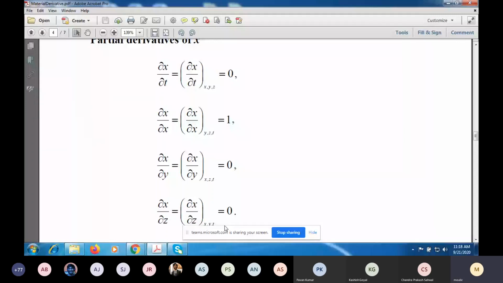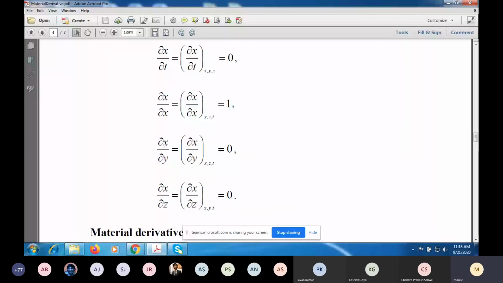So it's easy to see why the last two are 0, because x and y are independent coordinates. So if x is independent of y, that means even if y is changing, it's not affecting x. Similarly, x is independent of z, so a change of z does not affect x. It can remain a constant, so it is 0. But if x is changing, then del x del x must be 1.